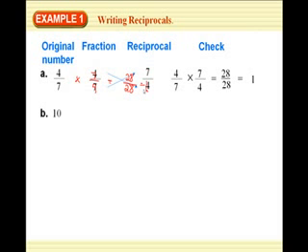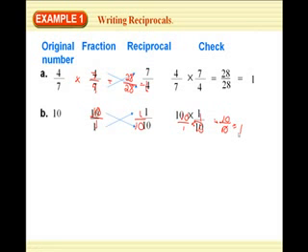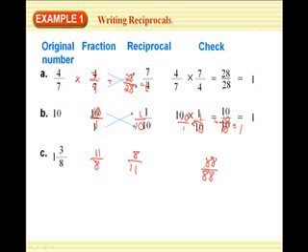Okay, so first they want you to write 10 as a fraction, 10/1. Flip it over, which would be 1/10. So check it, 10/1 times 1/10 is 10/10, which is 1. So this is not a fraction. We can't flip anything over yet. So it's 11/8. Now flip it over, and then you would get 88/88 when you multiply it, which is equal to 1.